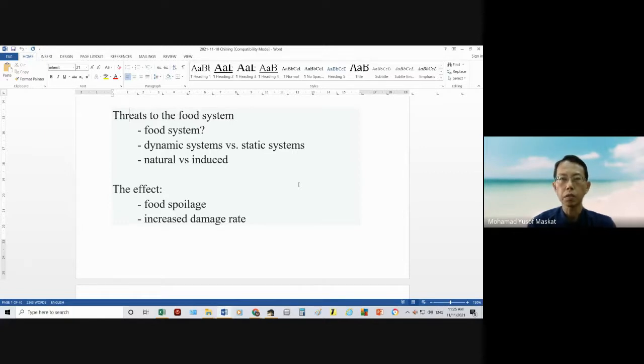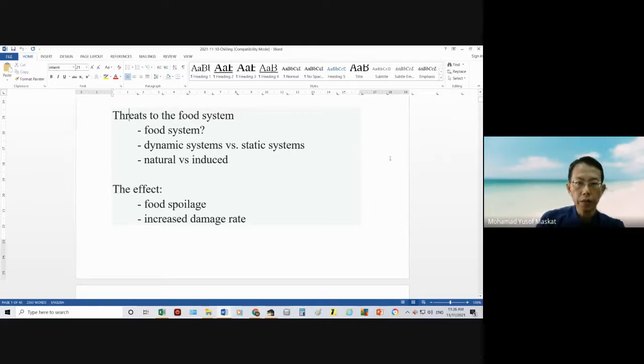For example, natural changes, like bananas. They will ripen over time, from hard and green in color to yellow and soft in texture. So that is a natural ripening process. Induced, the same process, the same banana, we put in ethylene oxide, then we induce it to ripen. So there are natural changes and also induced changes to food systems.